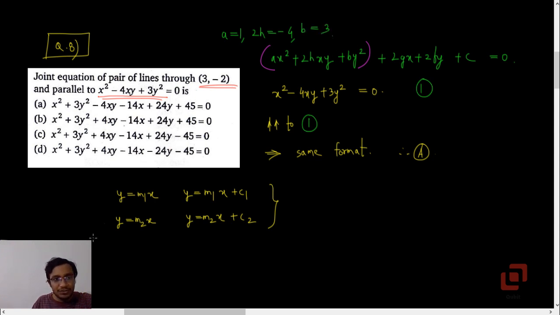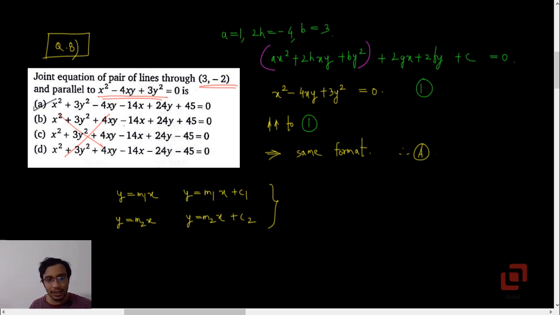And if you look at these options, then in options B, C and D, although a and b are correct, that is 1 and 3, 2h is actually plus 4, and it is only option A that has 2h as minus 4, and hence it is option A. See, that means by just observing the options we actually solved the question.